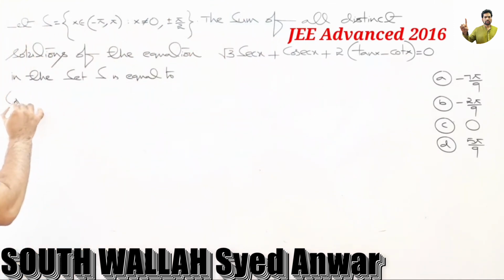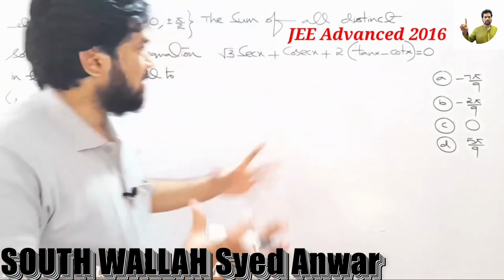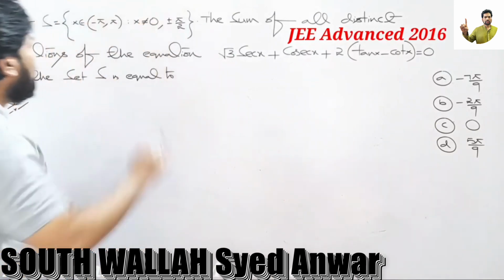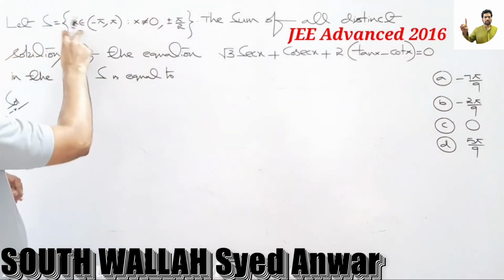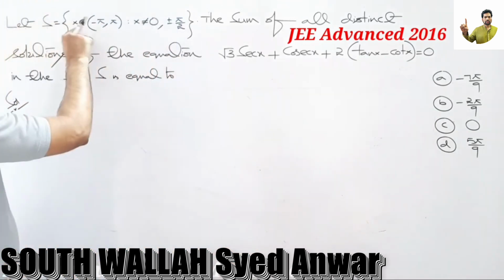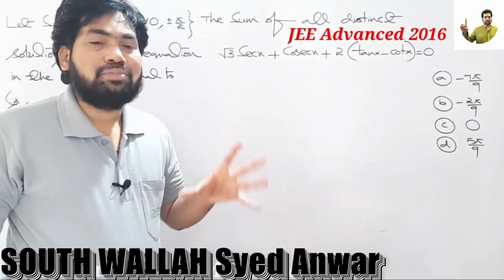We'll see the solution for this question. So here the set is given. This is the set capital S. In this set, x belongs to the open interval minus pi comma pi. That means x is lying between minus pi and pi.